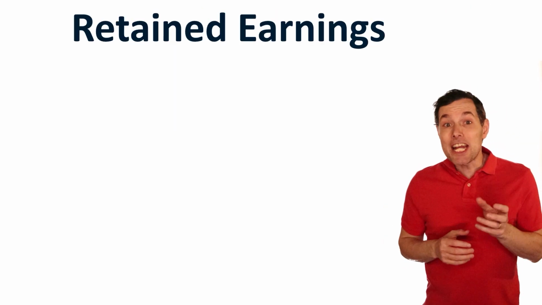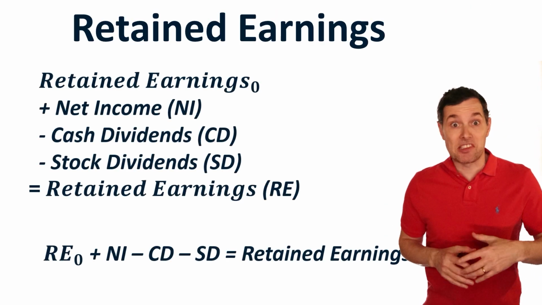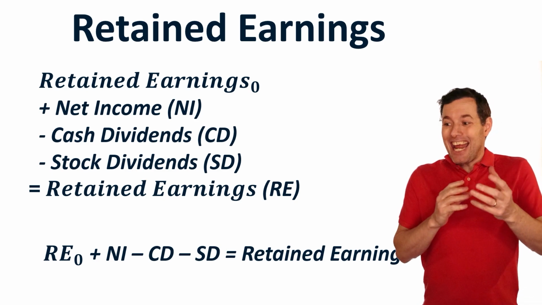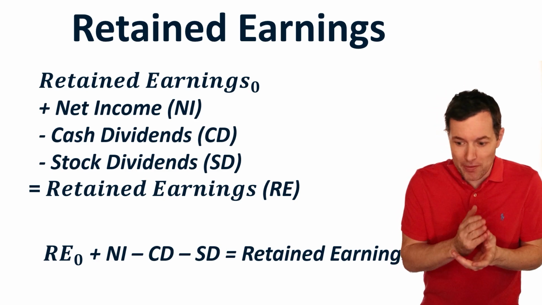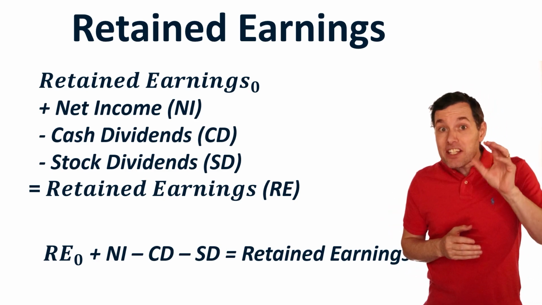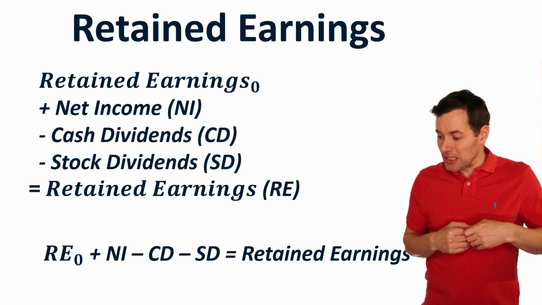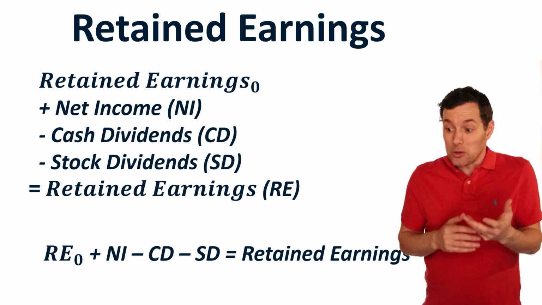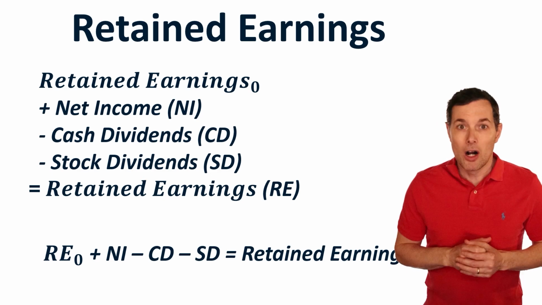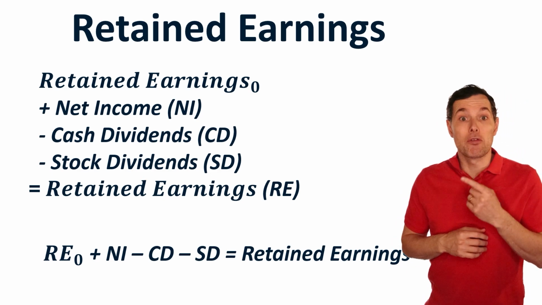So basically, retained earnings is the portion of the company's profits that are kept or retained. And it's a cumulative number. It's a number that adds up from year to year. These earnings are typically used to reinvest in the business, to pay off debt, or save for the future needs of the company. Okay, so this is the basic formula for retained earnings.